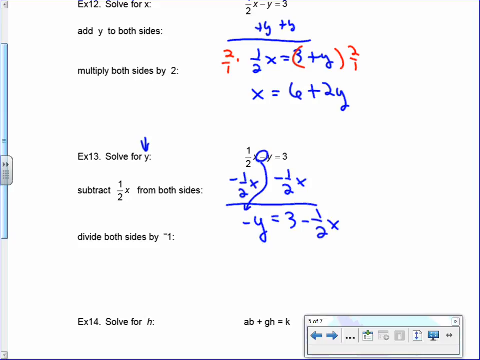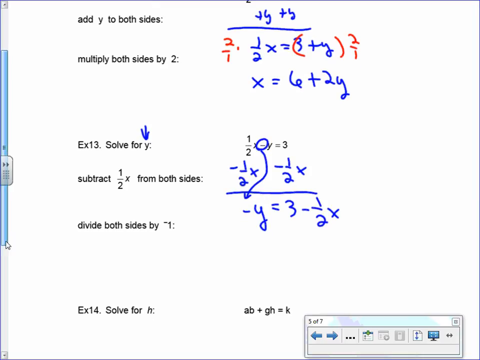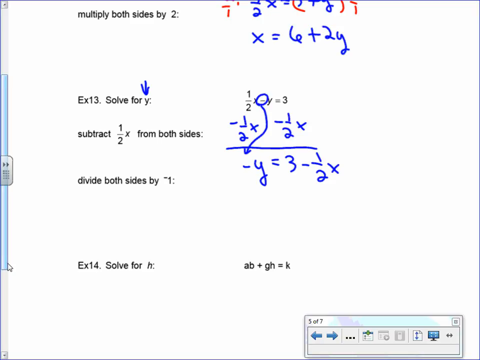This negative right here has to get carried down with the y. And for some reason, people tend to forget this last step. That's got to say y equals, and it says negative y. But dividing by negative 1 is super easy. When you divide by negative 1, all you do is change the sign. You just change everything's sign. So instead of negative y, we're going to get y. Instead of 3, we're going to get negative 3. And instead of negative a half x, we're going to get plus a half x. That make sense?